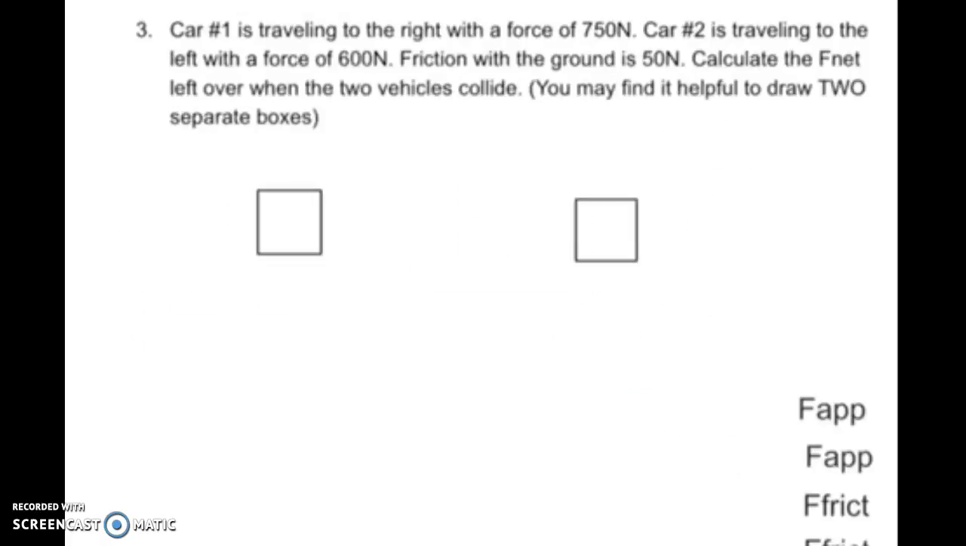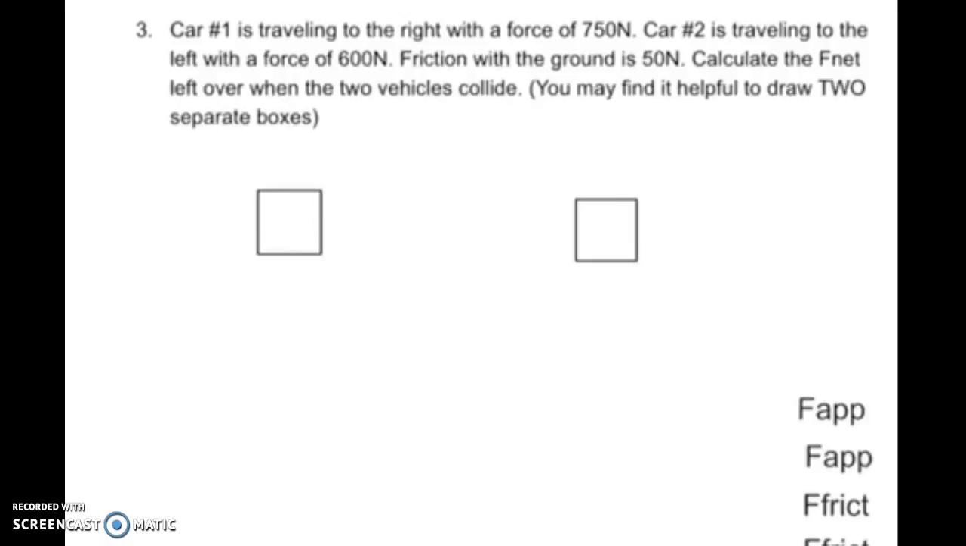For this last problem, it says car number 1 is traveling to the right with a force of 750 newtons. Car number 2 is traveling to the left with a force of 600 newtons. Friction with the ground is 50 newtons. Calculate the net force left over when the two vehicles collide. You may find it helpful to draw two separate boxes. This problem could be drawn with one or two boxes.